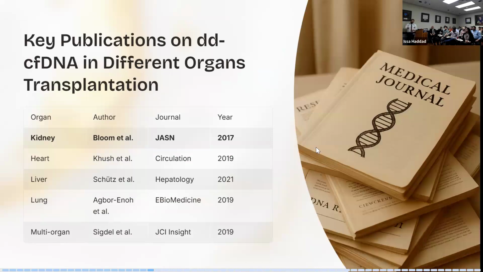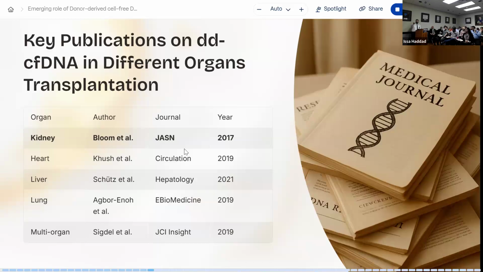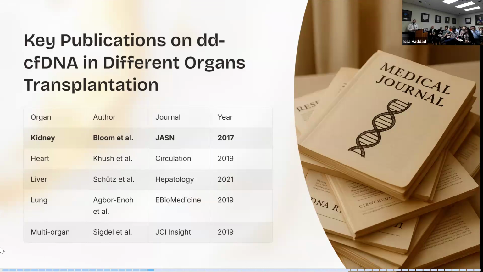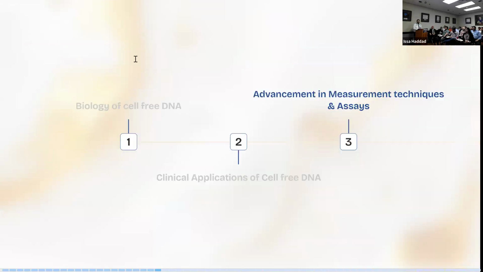I'm happy that kidney transplant has been one of the pioneers in this field. Actually, the first, and we're going to touch base on this study, Bloom et al., was published in JASN 2017. And then other transplant teams got jealous and started using cell-free DNA. So the heart in 2019, liver in 2021, but there are other studies, and those are some of the key studies that have been published.